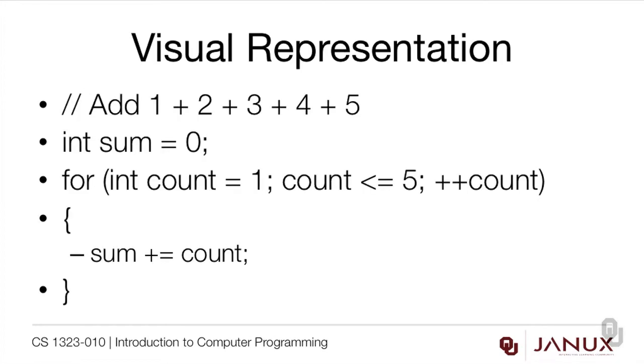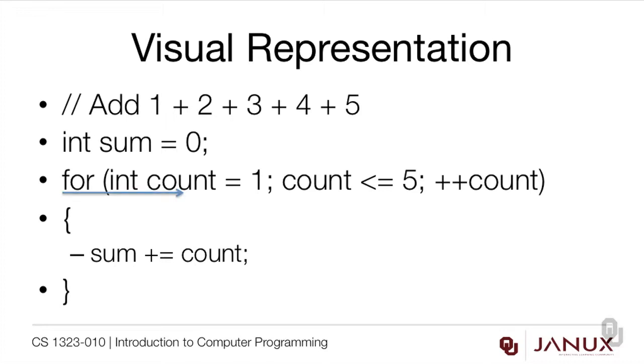Here's a code fragment that adds 1 plus 2 plus 3 plus 4 plus 5. Int sum is 0. Here's our for loop. Int count equals 1, count less than or equal to 5, plus plus count. And the body of the loop is just a single statement, sum plus equals count, which remember means the same thing as sum equals sum plus count. Here's how the for loop gets executed.